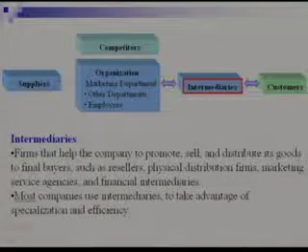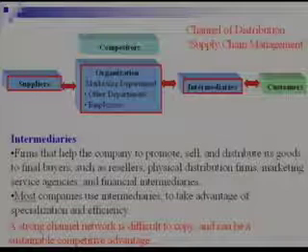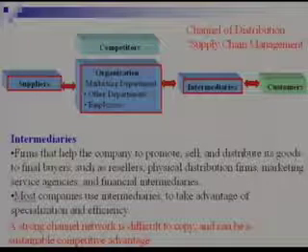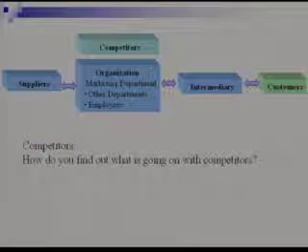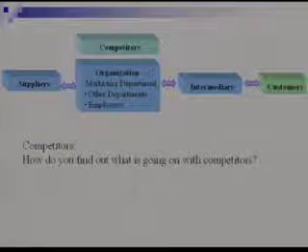And finally, the last element in the microenvironment are competitors themselves, understanding what's going on. And what I would ask you to do is stop the tape here and think for a couple of minutes about how you might gather information from competitors.